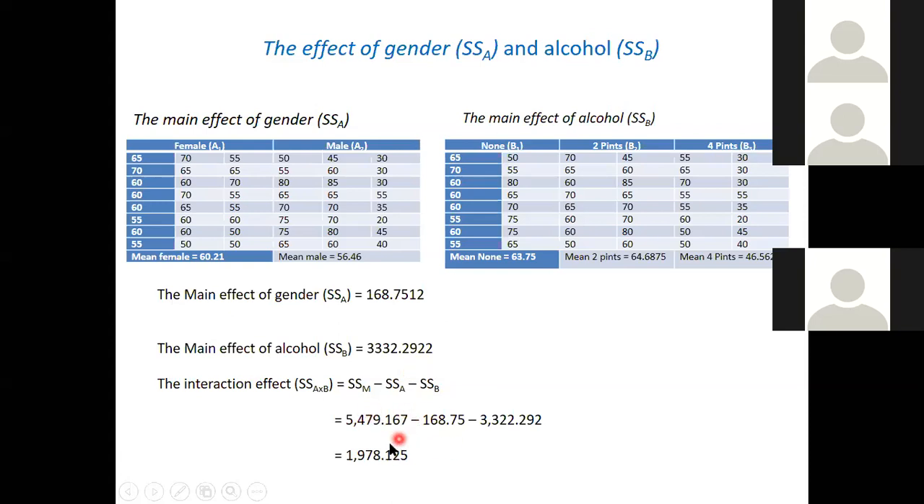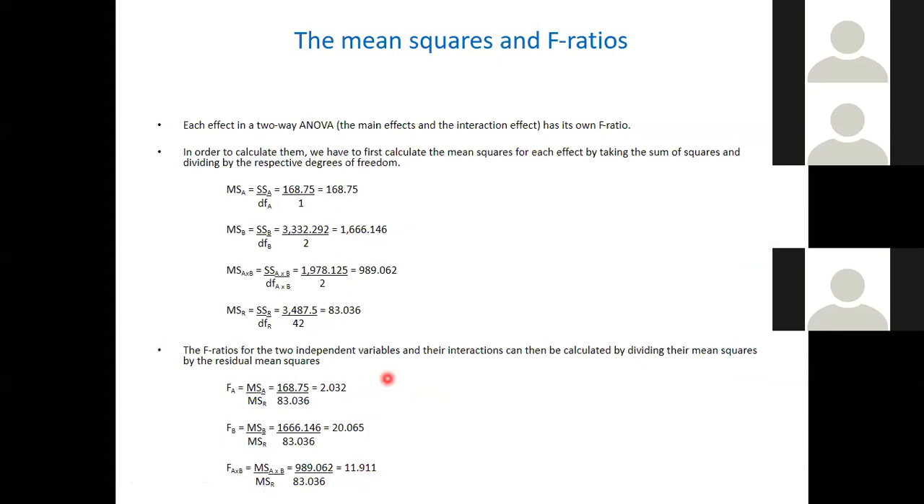So if you want to get the interaction effect, you remove the main effect of gender and that of alcohol from the between you calculated before. When you now want to calculate the variance for each of them, you calculate the main effect of alcohol and gender. For gender, you divide the sum of squares for gender by the degree of freedom. There are 2 groups of gender, male and female, so 2 minus 1, 1.